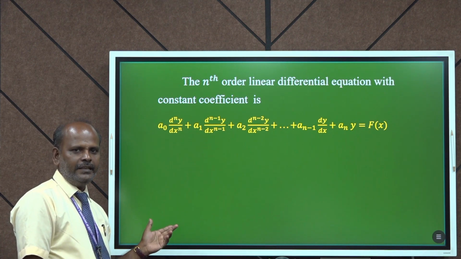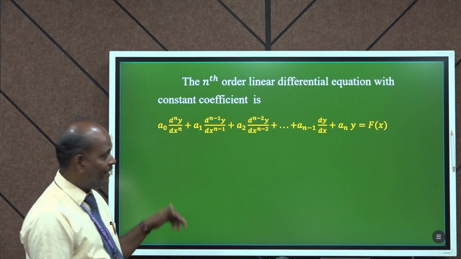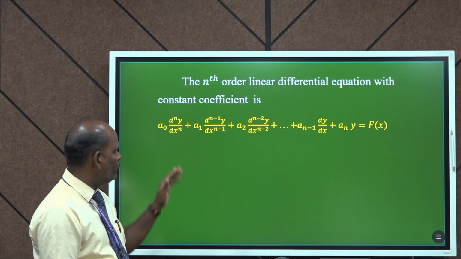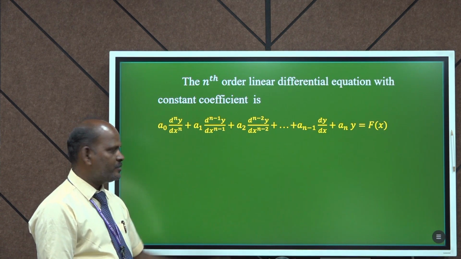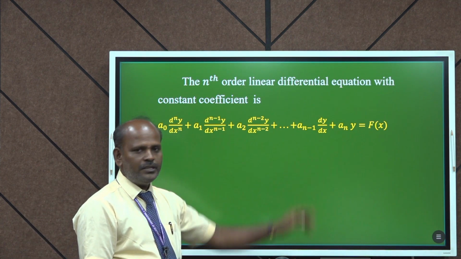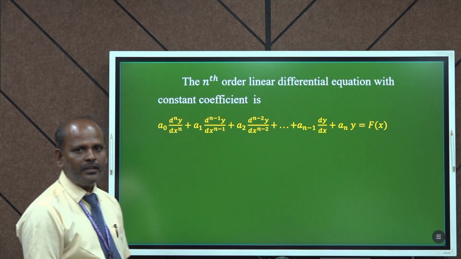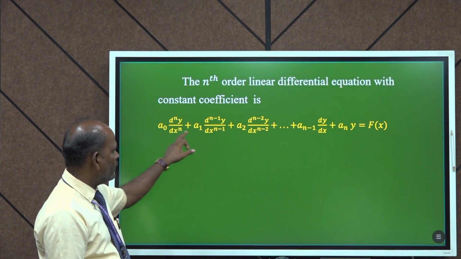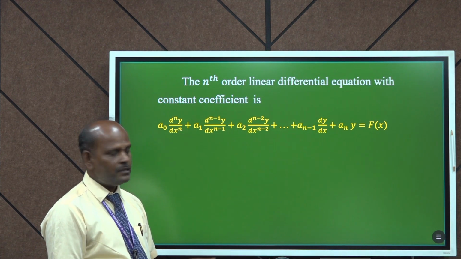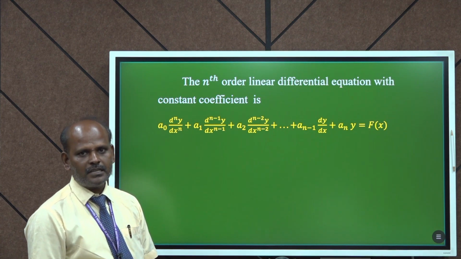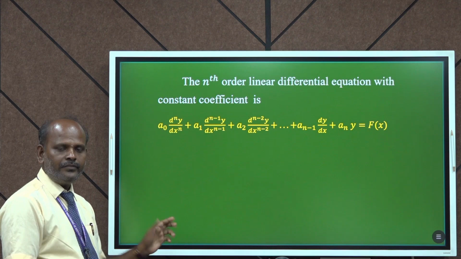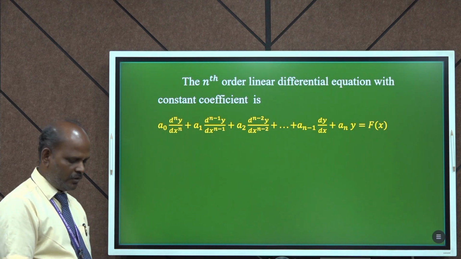power n y by dx power n plus a1 d power n minus 1 y by dx power n minus 1 plus a2 d power n minus 2 y by dx power n minus 2 plus etc. an into y is equal to f of x. Here the coefficients a0, a1, a2, etc. an are all real numbers and the right hand side is a function of x. This is a general nth order linear differential equation with constant coefficients.